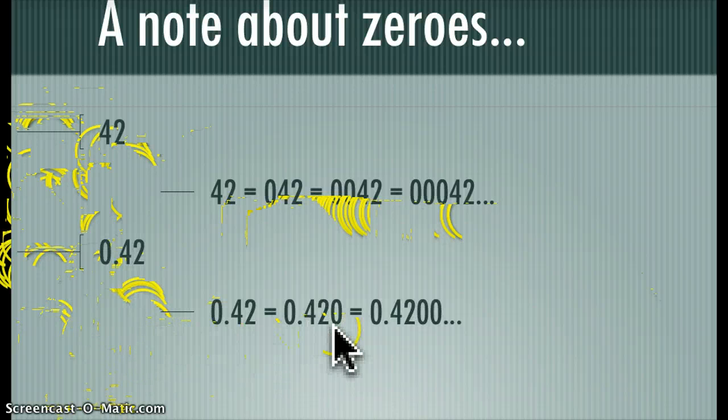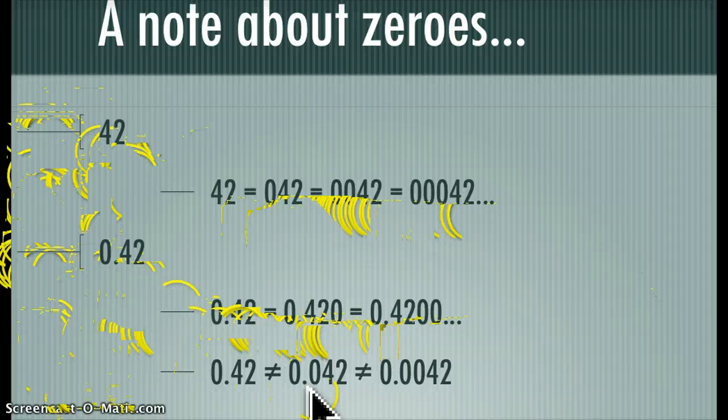We can add zeros at the end of decimals and the numbers don't change. So if we have 0 and 42 hundredths, that's the same thing as 0 and 42 hundredths with the 0 at the end, or 0 and 420 thousandths. We can add 2 zeros at the end of it as well. 42 hundredths is the same as 4,200 thousandths.